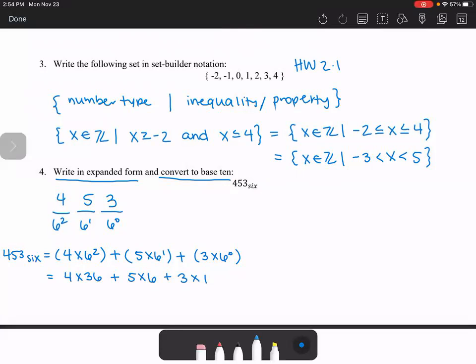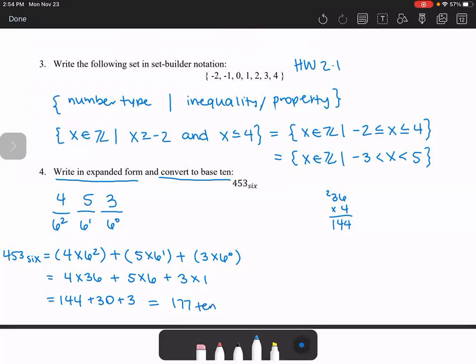Now we're going to do the multiplication and then the addition, to be consistent with the order of operations. So 36 times 4. This may be something you can do in your head, but I cannot, so I'm going to write it down. 6 times 4 is 24. So we put the 4, carry the 2. 3 times 4 is 12, add 2 is 14. So this is 144. 5 times 6 is 30. 3 times 1 is 3. And when we add all of those things together, we get 177 base 10. That's how you convert from a different base to base 10.